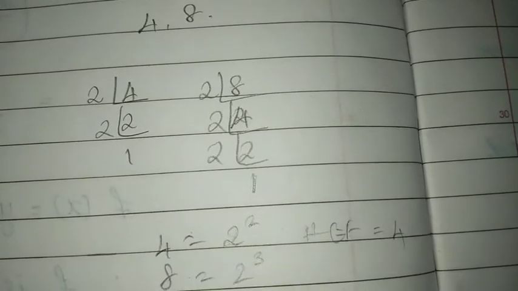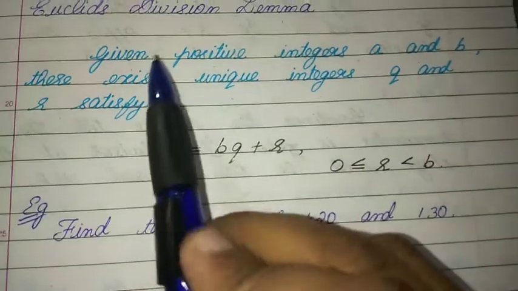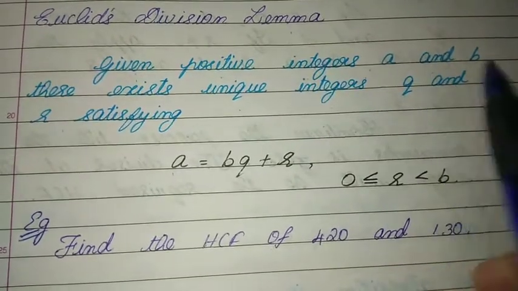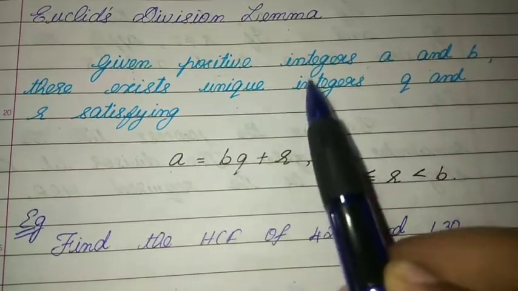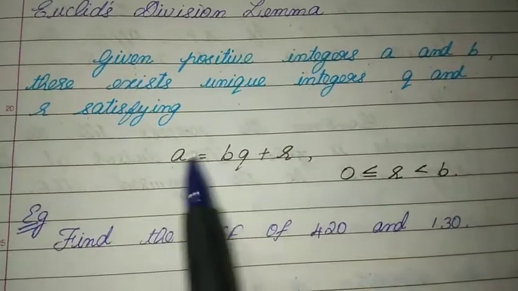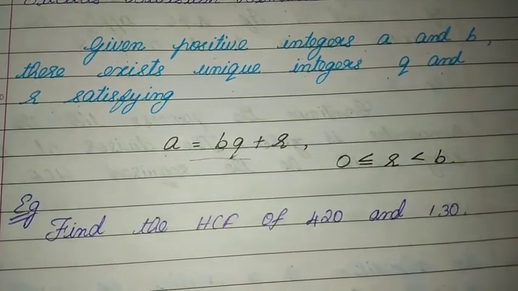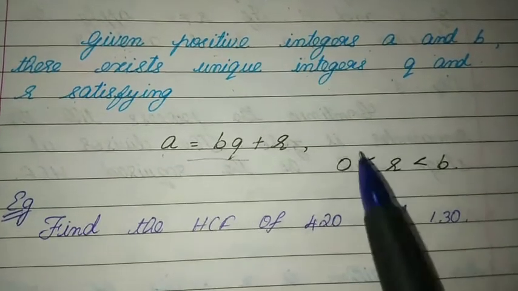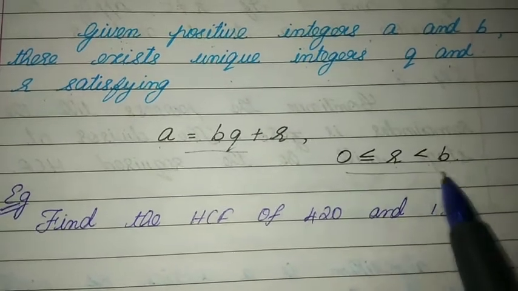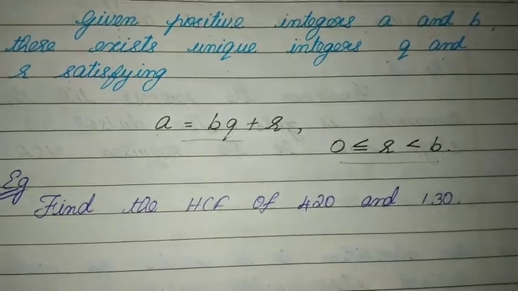So a special method is introduced over here, Euclid's lemma. So let's see what it is stating. Given positive integers a and b, there exist unique integers q and r satisfying the equation a is equal to bq plus r. Using this equation, we will be finding the HCF. Okay, so this r: 0 less than or equal to r less than b. This is the condition.